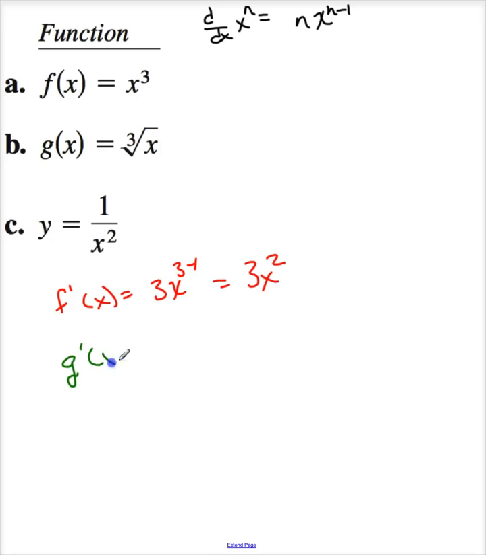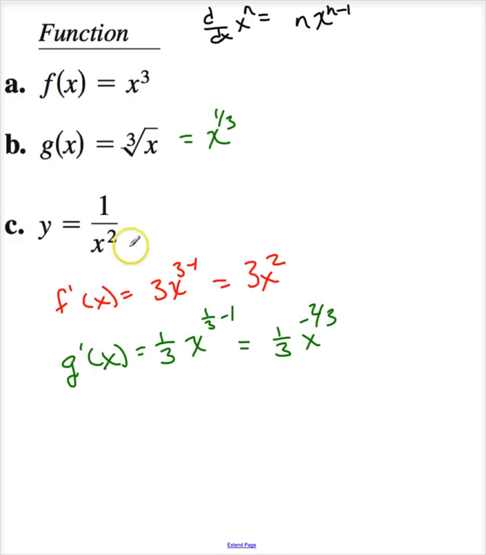G prime of x is, now this is really x to the 1/3. So this is 1/3 x to the 1/3 minus 1, or 1/3 x to the minus 2/3.